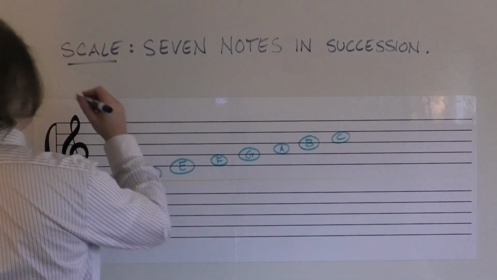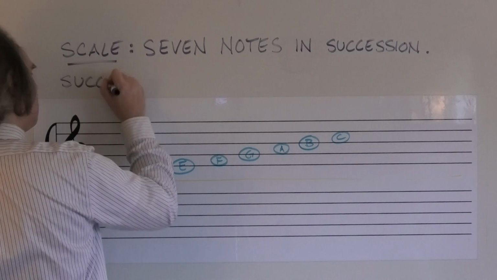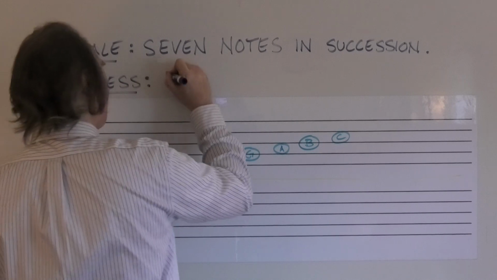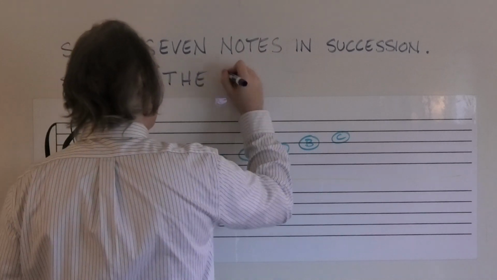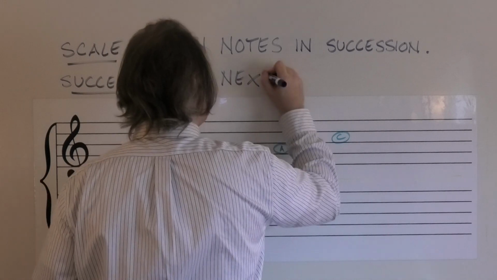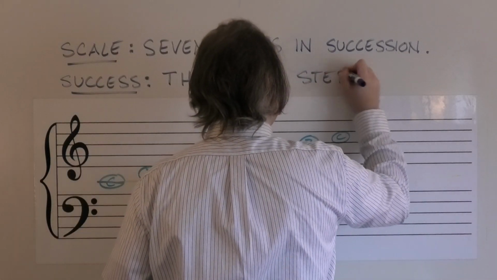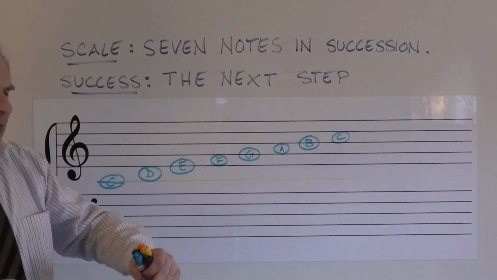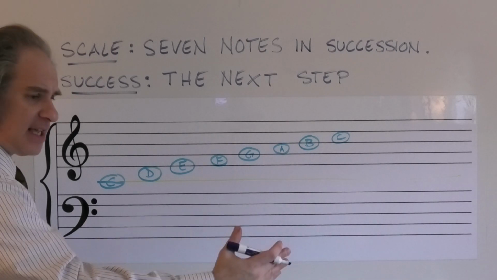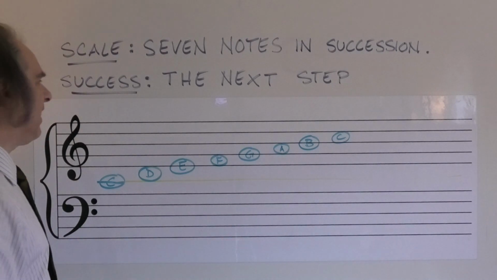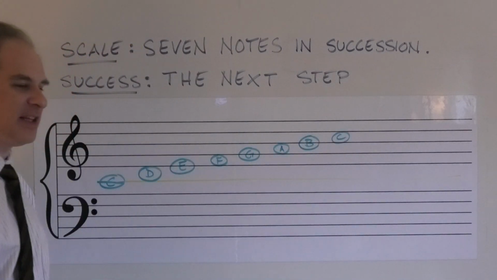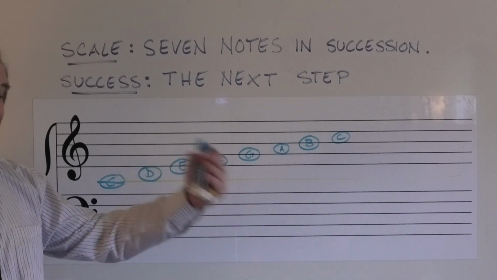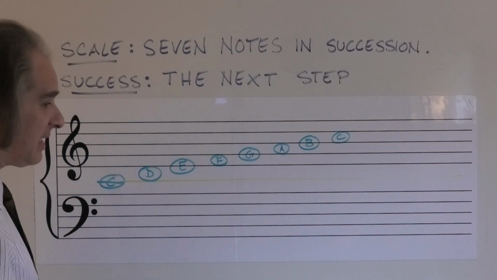Okay? So the word success, I don't know if I'm spelling success right or not. Success means the next step. Right? So if you go to a success seminar, they tell you you have to make your goal, and then you have to take the next step, and then you'll be successful. That's the gist of it. Success means the next step. That's why we say Louis XVI succeeded Louis XV, because 16 is the next step after 15. Success just means the next step.